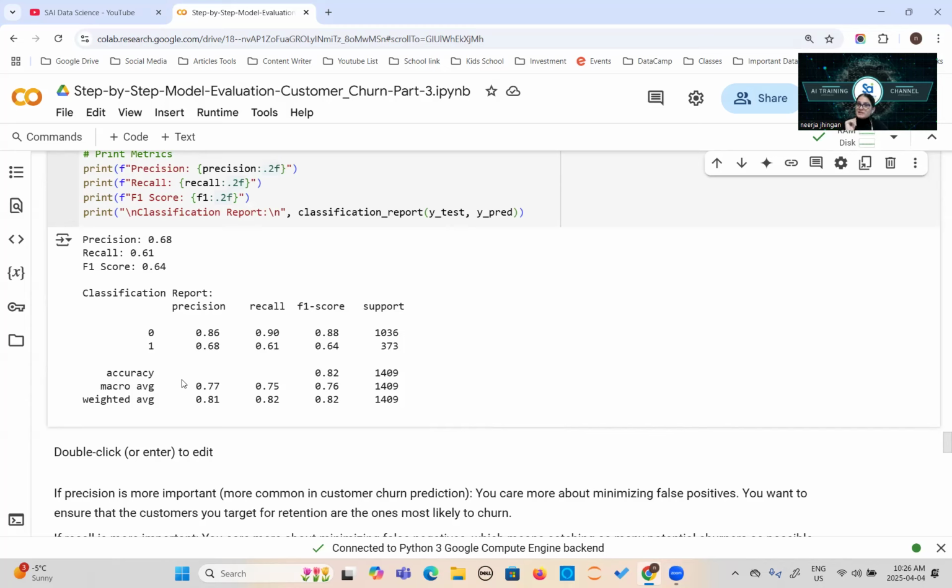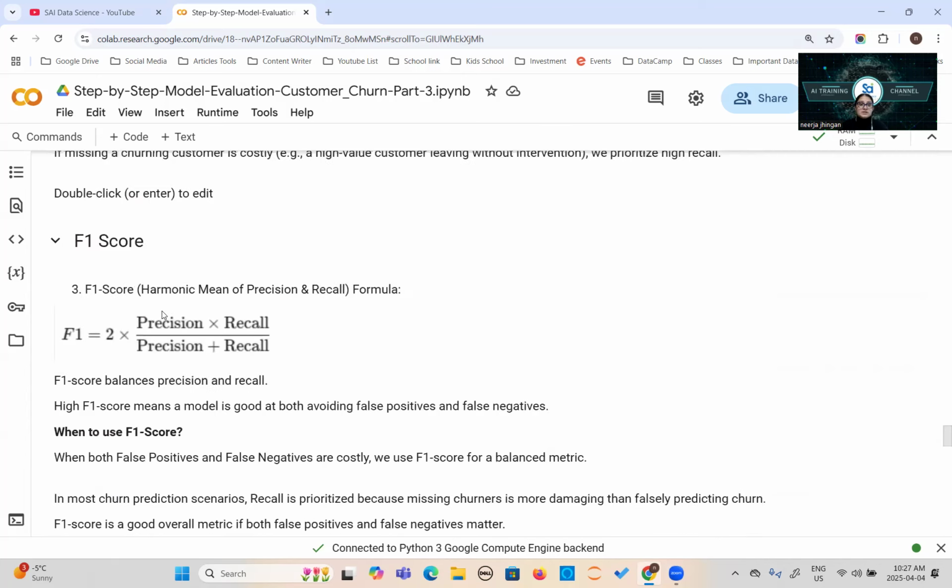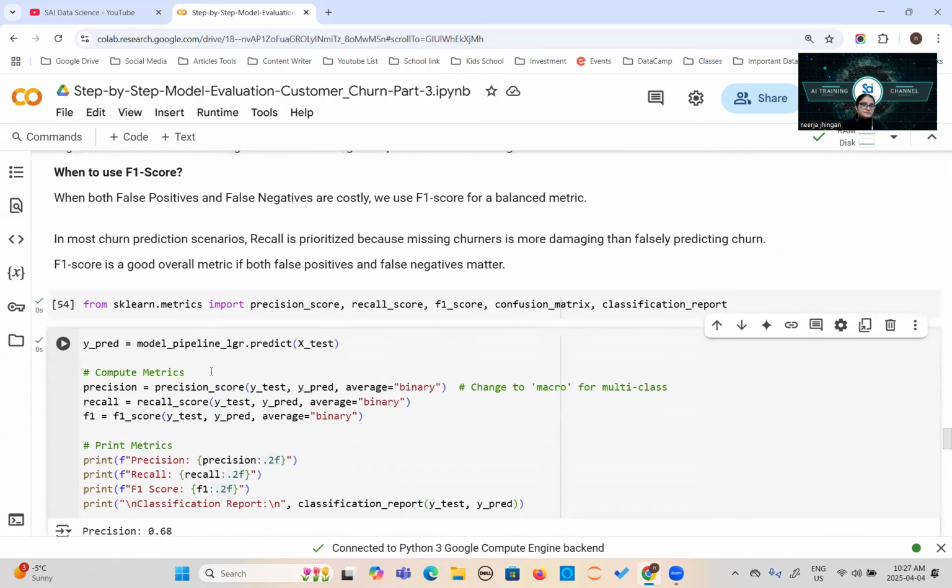Maybe you want to balance both things, right? You don't want to send emails to a customer who is not going to churn. You don't want to disturb them. Maybe the customer will leave your bank if you keep sending them extra emails, right? They get frustrated: why are they sending me emails again and again? We might want to block them, right? So this is the problem. F1 score is the balanced combination of your precision and recall. This is the formula. Okay.